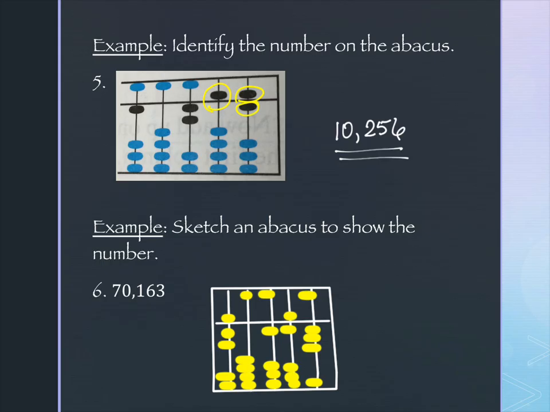Okay, what do you think? Is it okay? All right, cool. So abacus, this is how we would be representing these numbers on here. There's one more thing in this section that we're going to take a look at.